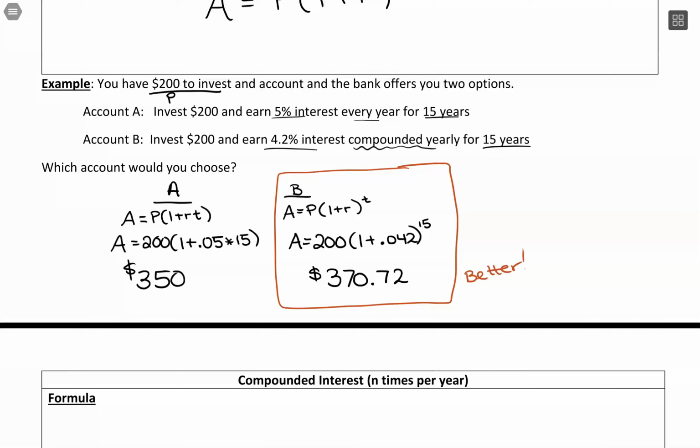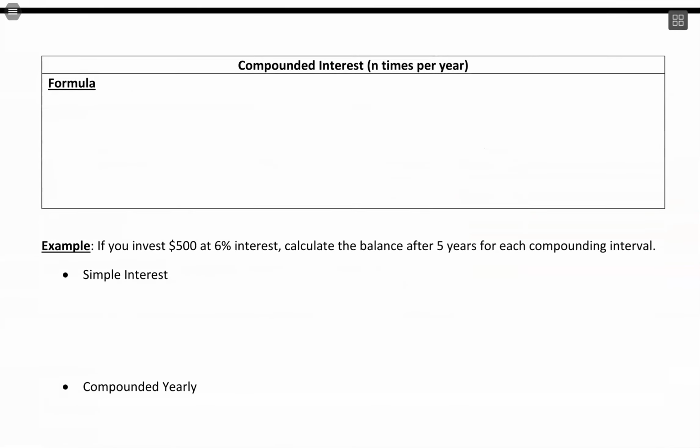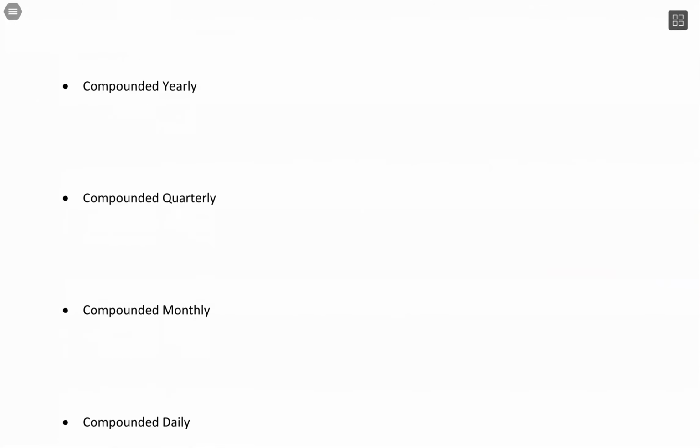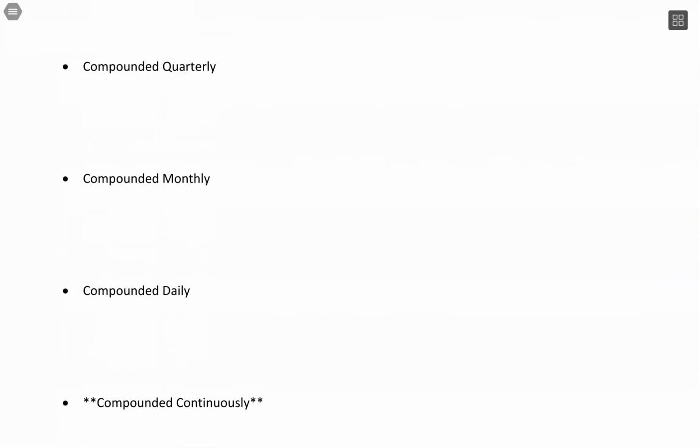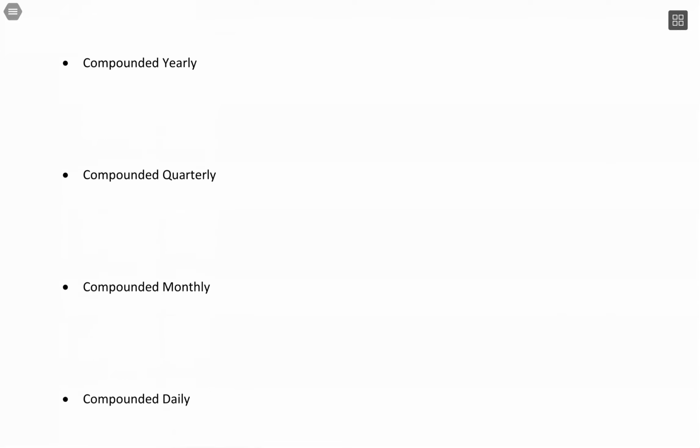So this is compounded yearly, so each year it would build on this amount that's in the account. What if we compounded more times per year? Some terminology you might see, and it's listed here on this page: we could see compounded quarterly, monthly, daily, and even continuously, which will be a bit of a special case that we'll talk about when we get there.